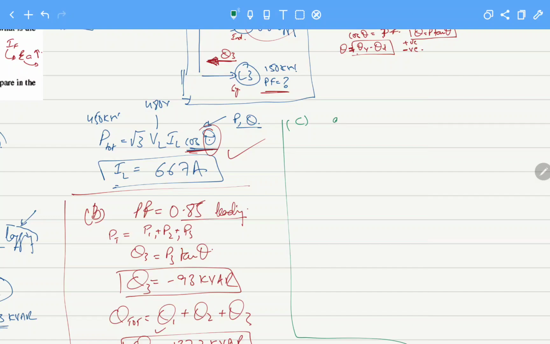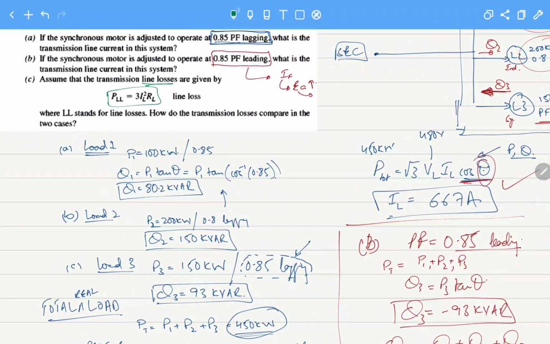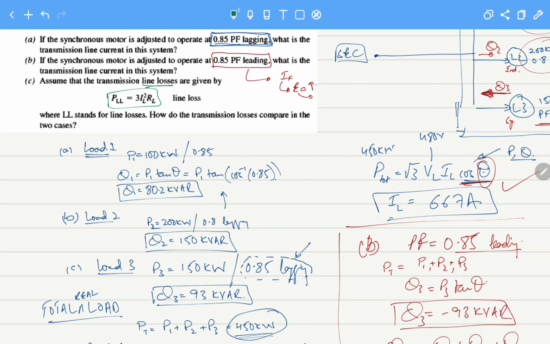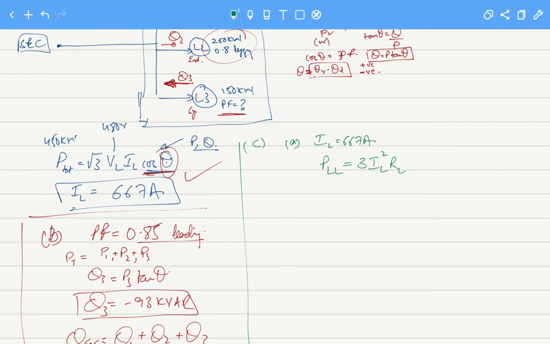So for part A, we know that IL was 667 amperes. So line losses, PLL, and the formula for this is 3 IL² RL. Have they given us RL? They have not given us RL, so we put this value in and it becomes 1344700 RL, where RL can be any value. We can assume 1 also for the same case.